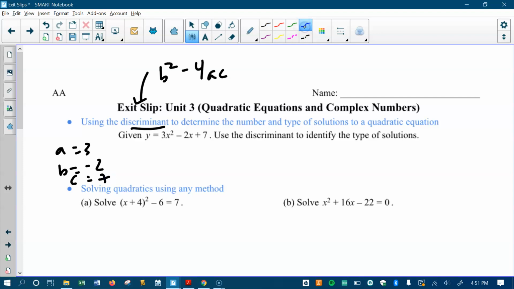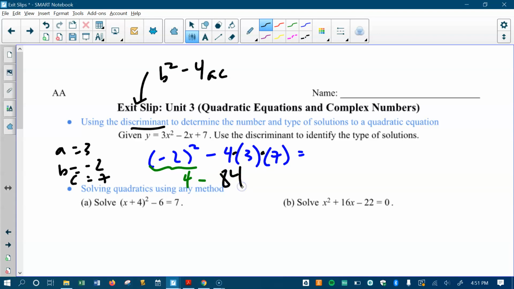But when I plug them in, I need to put parentheses around numbers that I'm plugging in. Please, please, please do that. Okay, so it looks like I get here, this negative 2 squared is a positive 4, and then minus, and I just multiply all these together. So 4 times 3 times 7, which I believe is 84, which gets me a negative 80.